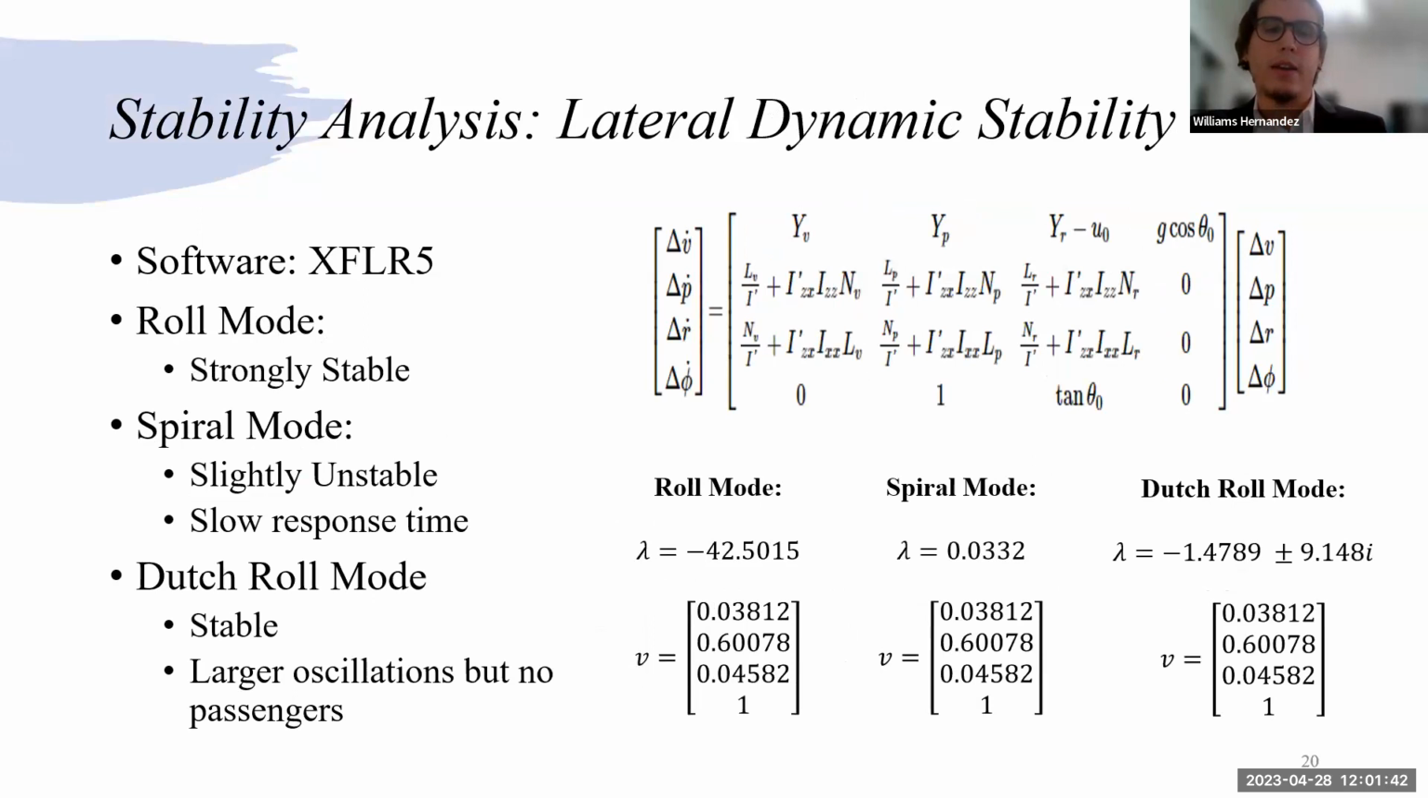And here are 3 flight modes associated with lateral dynamic stability. Our roll mode and Dutch roll mode are stable. It's our spiral mode that is unstable. However, an unstable spiral mode is not as important to the overall dynamic stability of the aircraft because of slow response times. And ultimately, this analysis concluded that our aircraft was dynamically stable. Next slide.